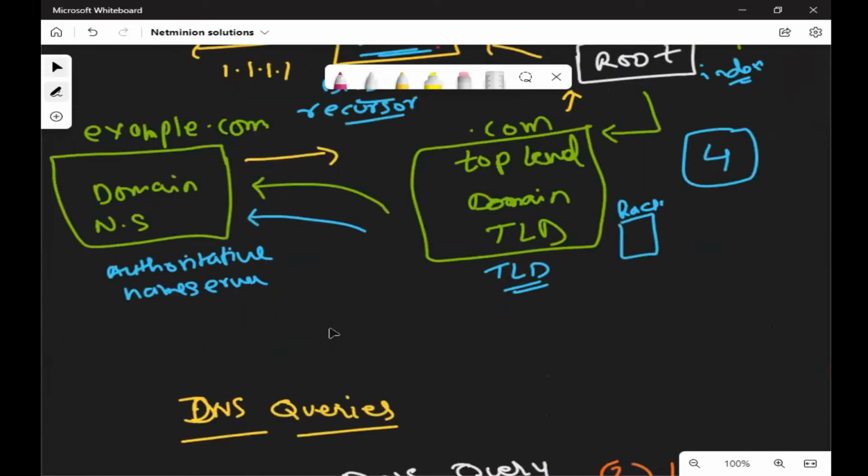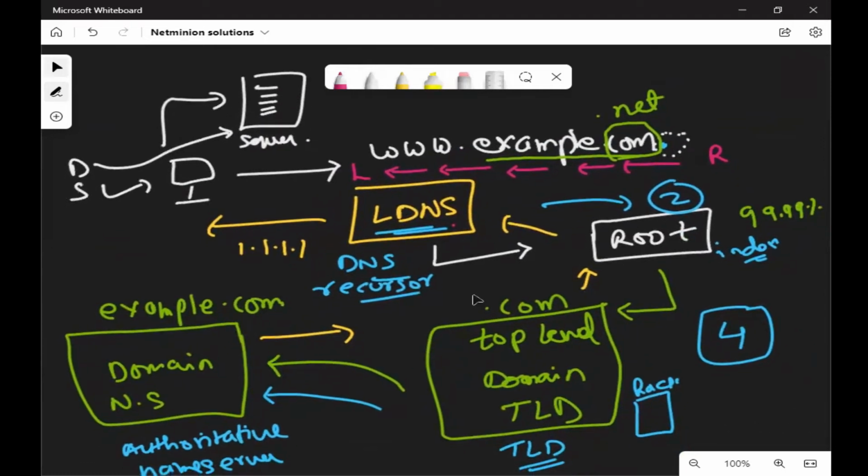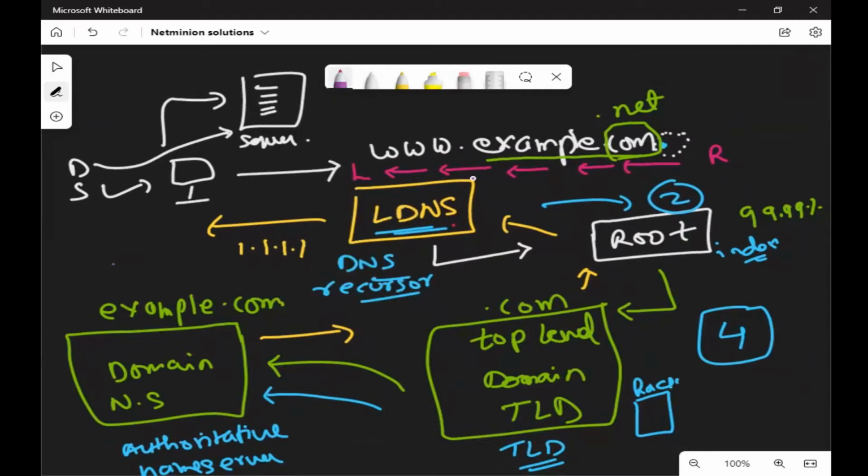Okay, sure. So probably we have talked about that. Now, can somebody let me know in our first scenario, which kind of query was there when the client was going to the LDNS and LDNS sending it to the root? Iterative. It was iterative, right? So the example we went through was an iterative DNS query.